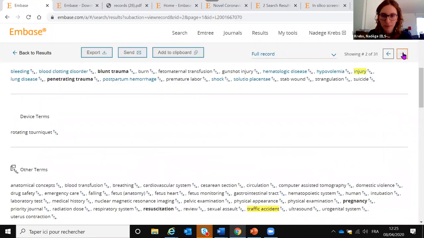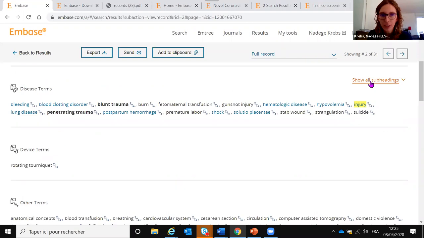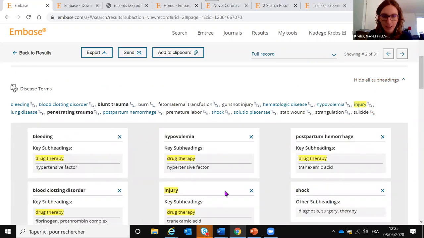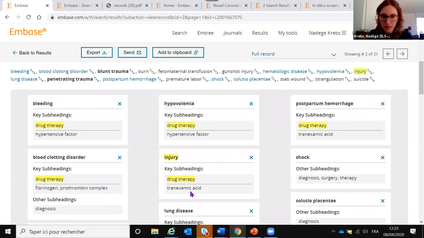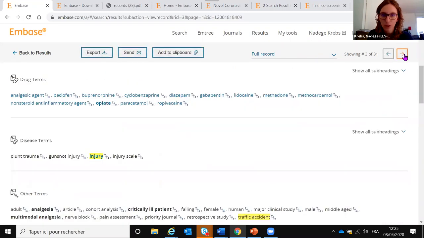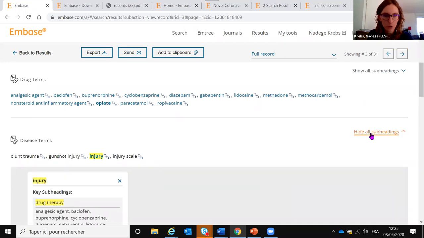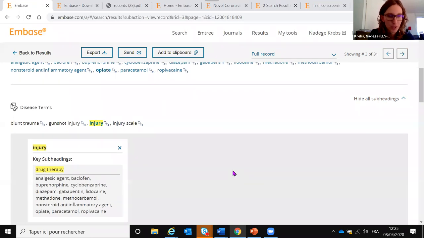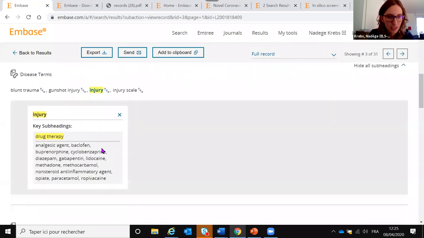If I go to the next one, here I click just on the next button, I have traffic accident, I have injury, and if I show all subheadings, in injury, it was also treated with tranexamic acid, and so on. Here, the next one, I have traffic accident, I have injury, show all subheadings. Oh, and here, in injury, we had more therapy. We had analgesic agent, baclofen, non-steroid anti-inflammatory, opiate, paracetamol, and so on. Okay? Great.